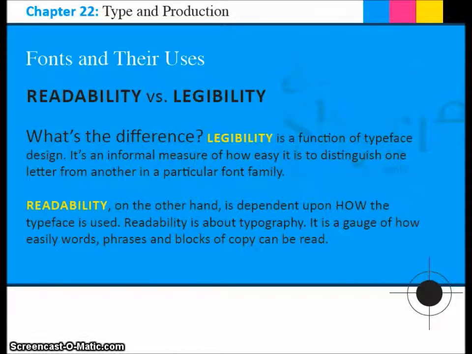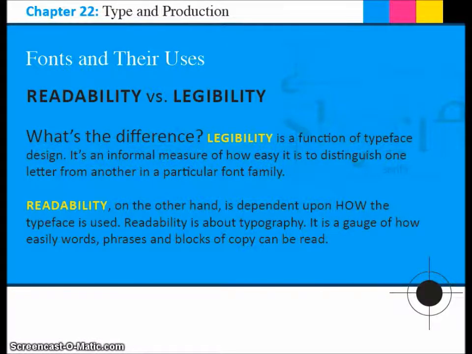This is kind of a confusing thing, but it needs to be said. Readability and legibility are two different things. Legibility is a function of a typeface design. It's an informal measure of how easy it is to distinguish one letter from another in a particular font family. So legibility means the size of the font, the kind of font that it is, given the person that's reading it, and how they can read that font as it goes.